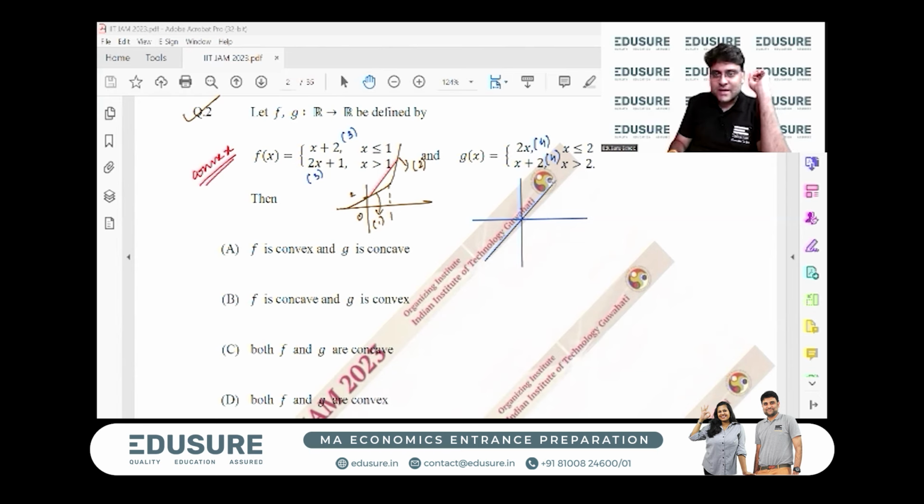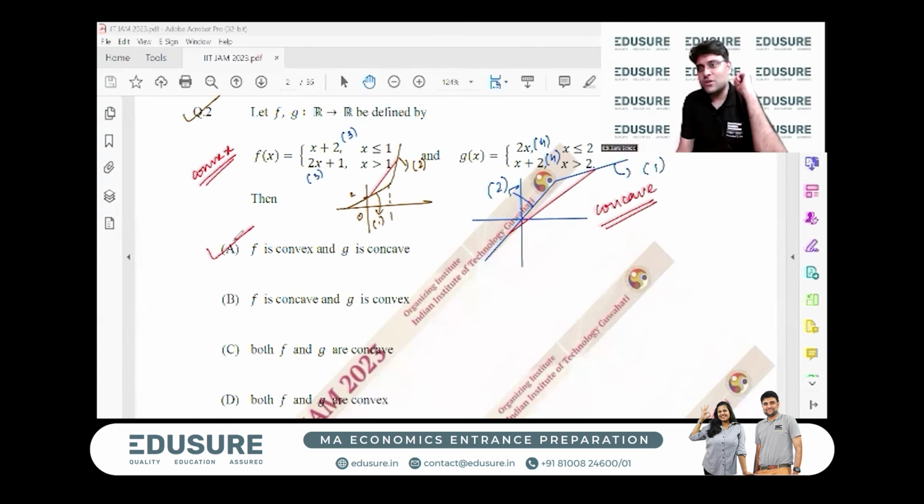So first it is having a slope of 2. Then it will have a slope of 1. So here the slope is 2. Here the slope is 1. And if I join any 2 points on it, the line will lie below the curve. The line lying below the curve would mean that this curve is concave. So this is convex and this is concave. So the answer is A, which is what the majority of you marked. Perfect. Sahi jawab. Answer is A.